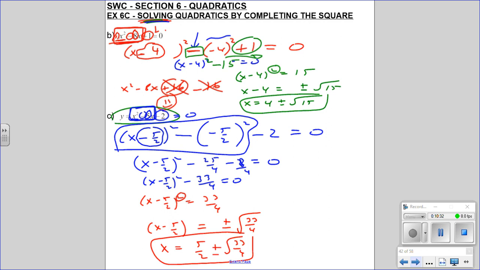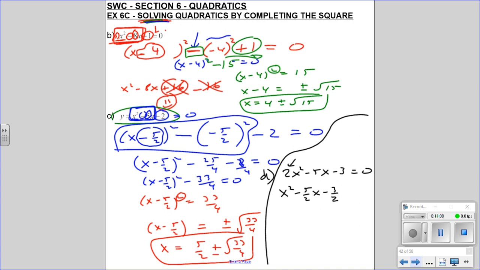Cool. Now, this is the last point I'm going to make: in your booklet you sometimes have a number in front. So let's say 2x squared minus 5x take 3 is 0, so this would be example D. We're not going to panic, because we know this number in front needs to be a 1. So we need to divide by whatever number is in front of that x squared first. So if I want this to be a 1, I'm going to divide everything by 2. So I get x squared minus 5 by 2 x minus 3 by 2 is 0 divided by 2, which is still 0. And then we can complete the square as normal.